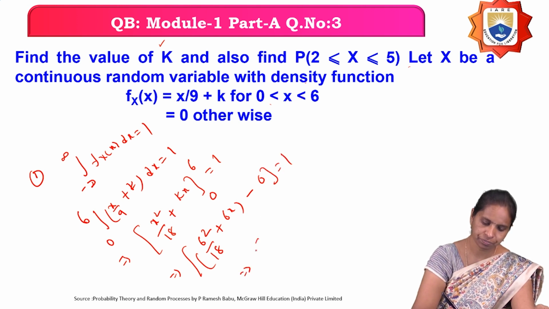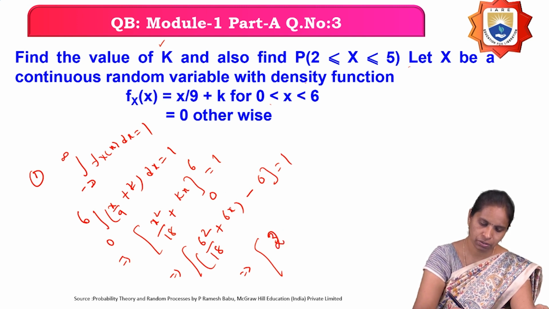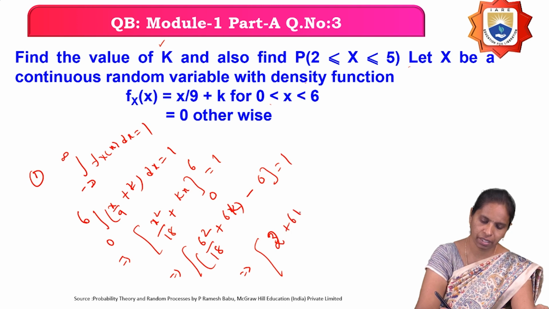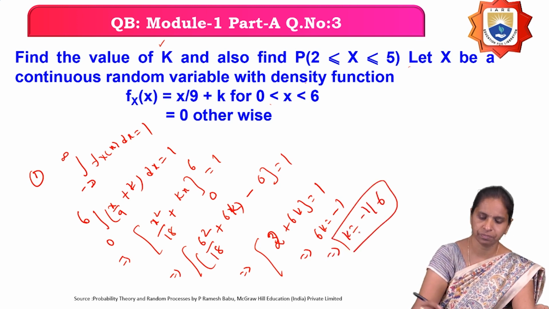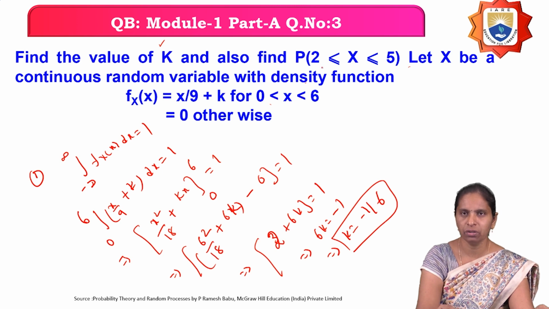That implies 36/18, nothing but what? 2. And here 6k, so 2 plus 6k equals 1. That implies 6k equals minus 1, and k equals what? Minus 1/6. So now we have calculated the value of k.